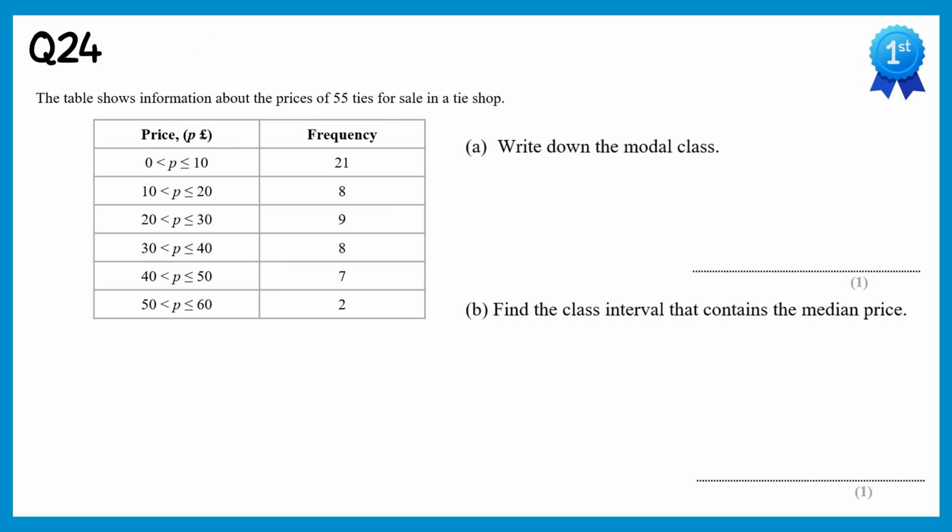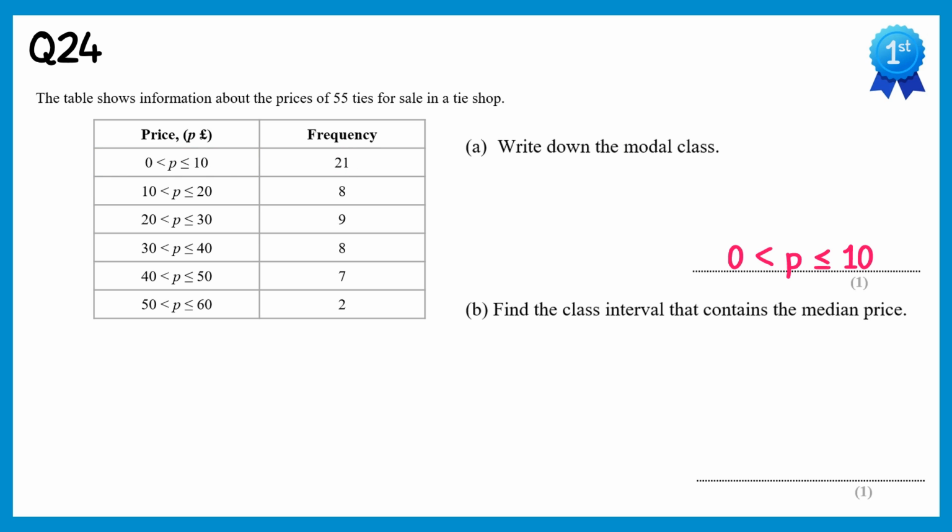In the first part of this question, we need to write down the modal class. The modal class is the class that has the highest frequency. So looking at this frequency table, I can see the highest frequency is 21, so we just need to write the class that corresponds to, which is this one here. So the answer is 0 less than p less than or equal to 10.